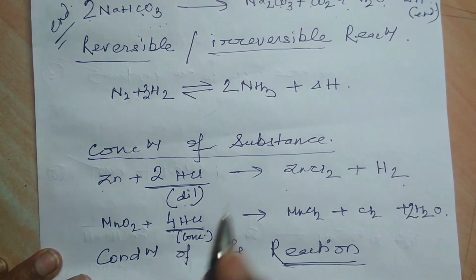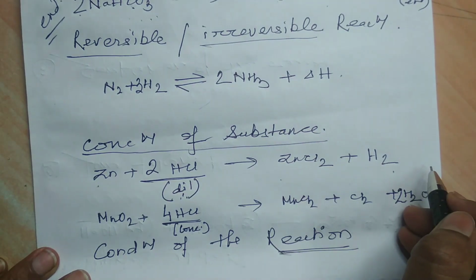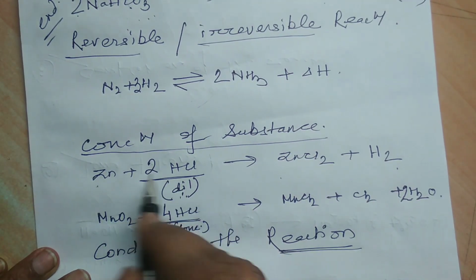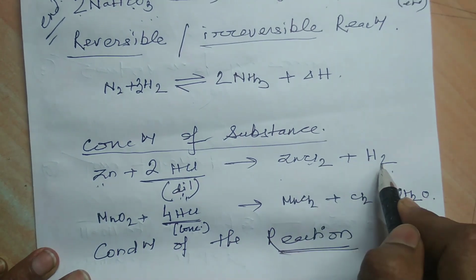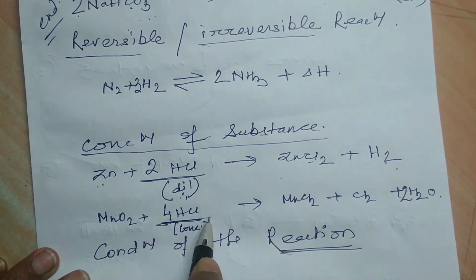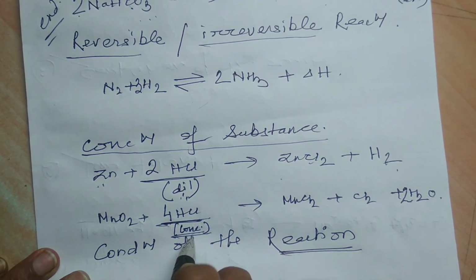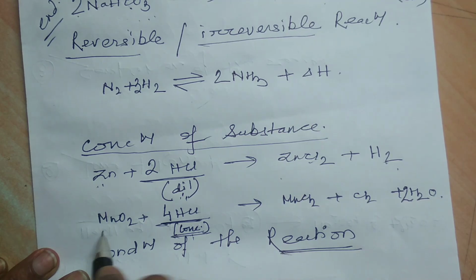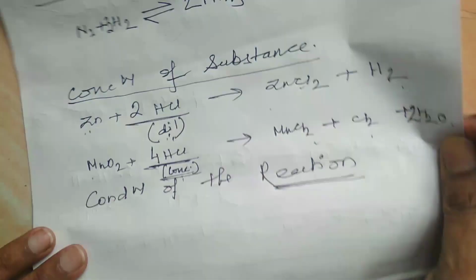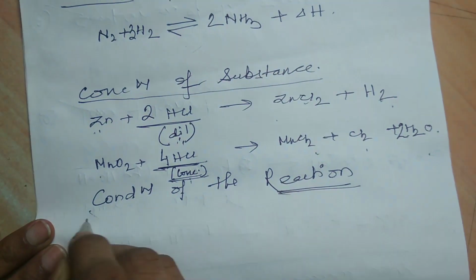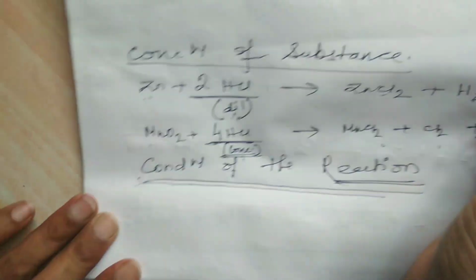So it's very clear. If I write dilute here, then this reaction gives us the idea that the HCl reacts in the dilute state with zinc and gives ZnCl2 and hydrogen. But here the same hydrochloric acid, when I write conc, means it is in the concentrated state and reacts with MnO2 to give MnCl2, chlorine and water. Next, the conditions of the reaction can even be mentioned. We can get the information regarding conditions.